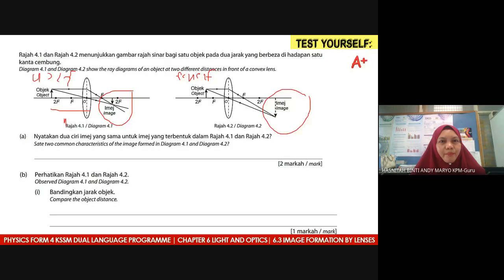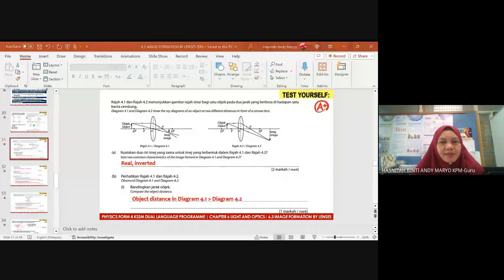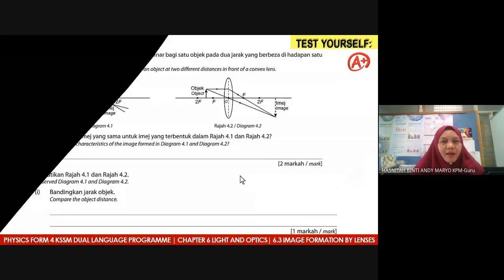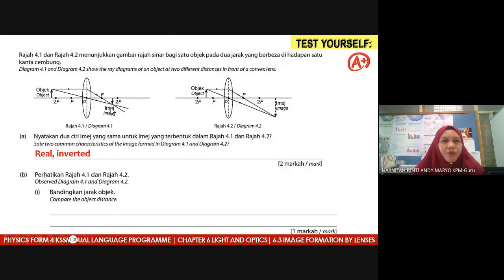The first one, the position: both form on the opposite side of the object. So do we call them real or virtual, students? In 4.1, is the image real or virtual? We call the image a real image. So we call them real. And somehow both are inverted. Object above, image below the principal axis. So the same characteristics are real and inverted.